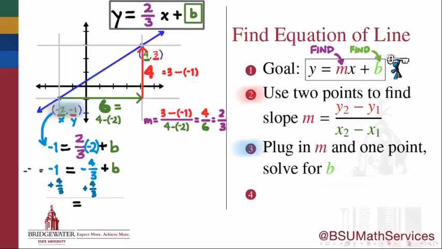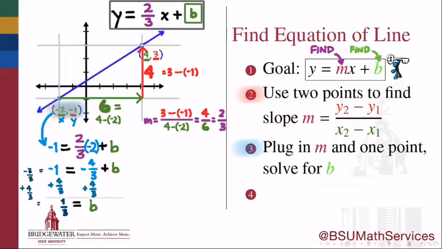2/3 times -2 simplifies to -4/3, and we can get b by itself by adding 4/3 to both sides. It gives me a fraction addition problem on the left-hand side, which comes out to 1/3 as our answer. And we've gotten b by itself, thereby discovering that the intercept of this line is the number 1/3. So we now know b.